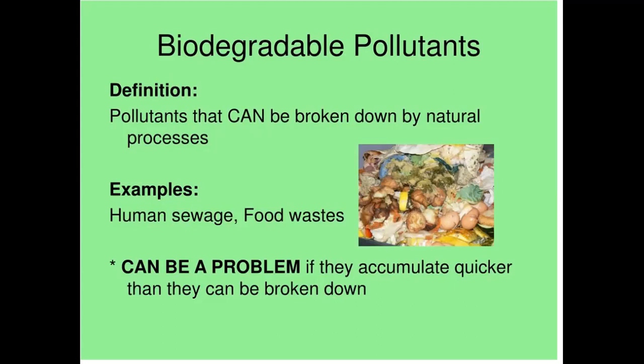Now there are two types of pollutants. One is biodegradable, another is non-biodegradable. So what are the biodegradable and non-biodegradable pollutants? First of all, pollutants that can be broken down by natural process, by the activity of microchemical cycles, are called biodegradable pollutants. Examples of biodegradable pollutants are domestic waste products and agriculture residues.